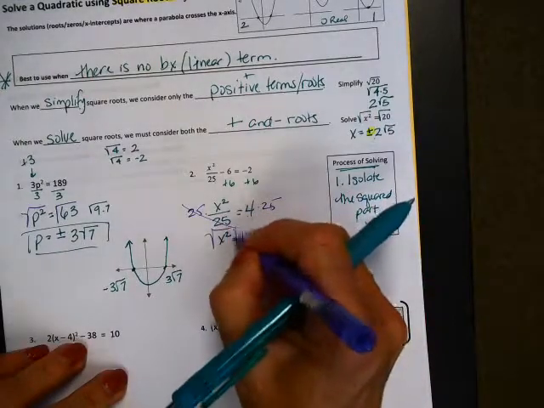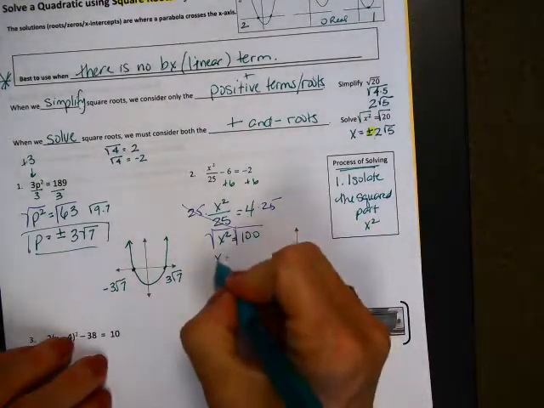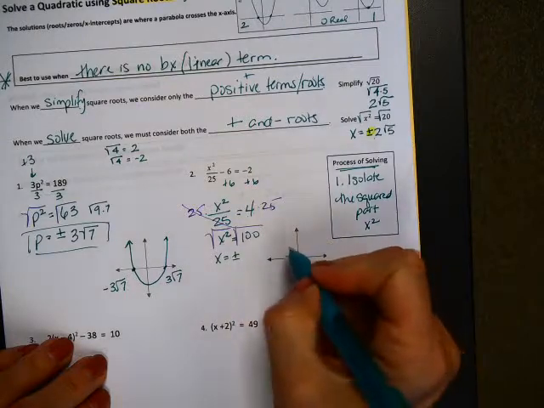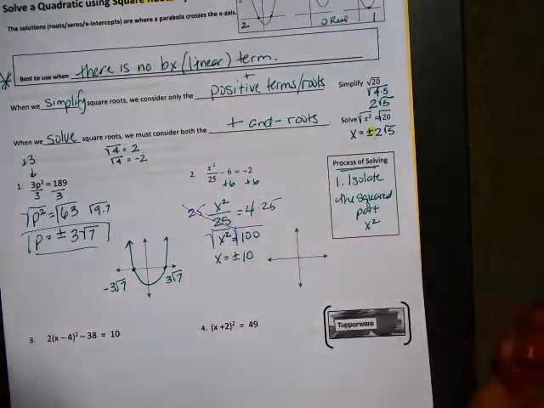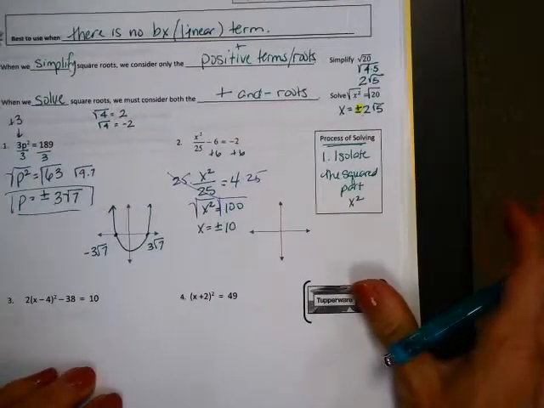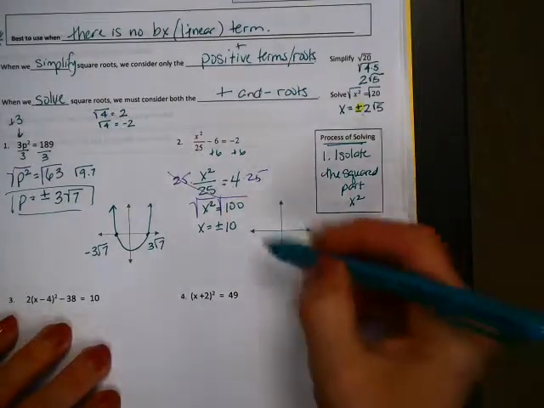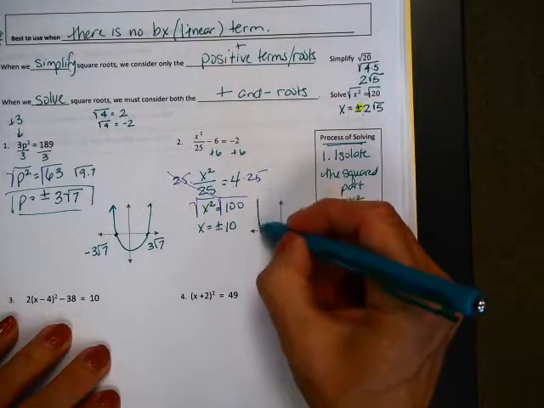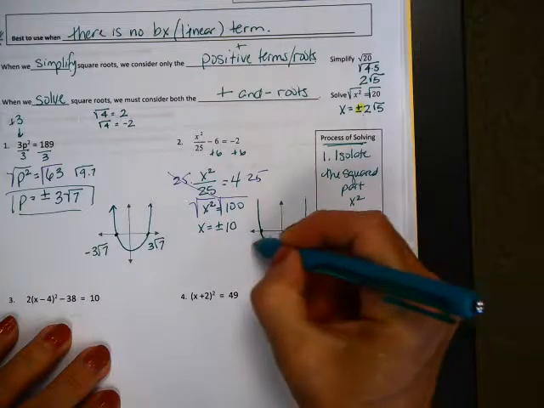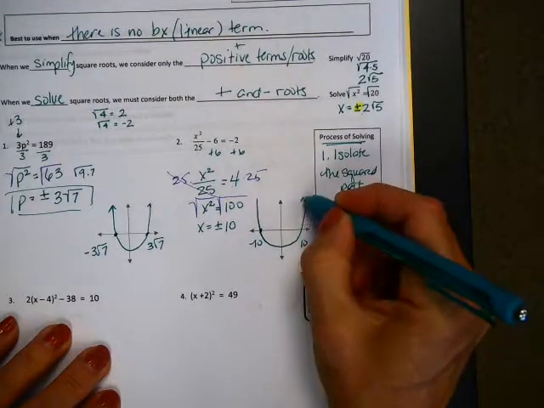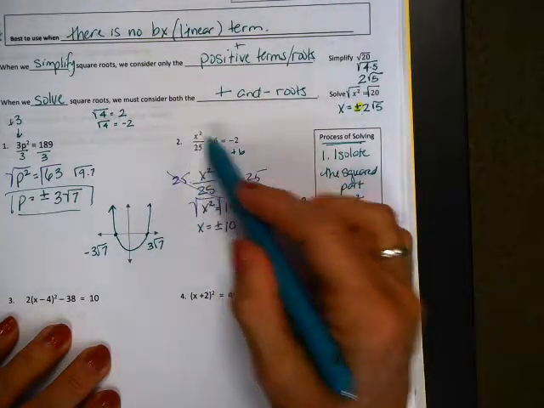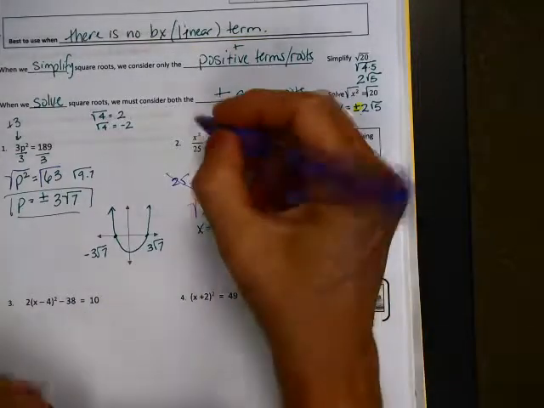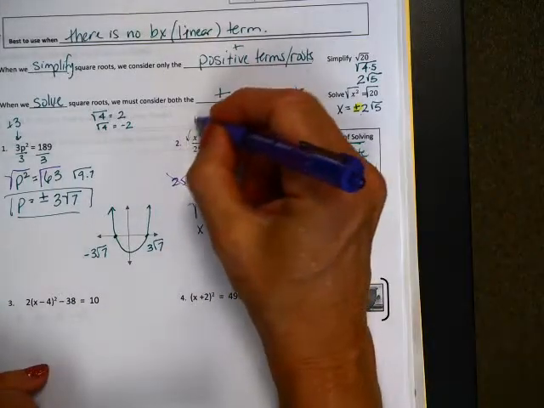Square root both sides. As soon as you square root, what are you going to write down before you forget? Plus and minus. Square root of 100 is 10. Alright, so what would that look like in a graph? You've got your negative 10 here, you've got your positive 10 here. Again, I know this one's opening up because my A value is positive.